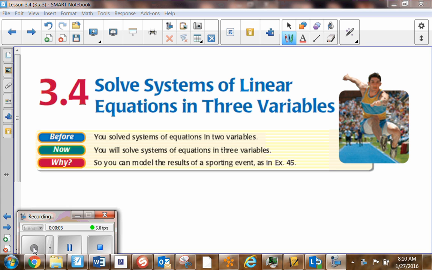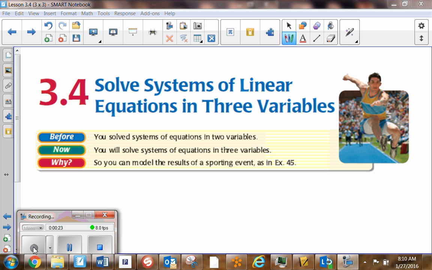So today, well, first let's see what we've been doing. Yesterday, before, you solved systems of equations in two variables. We did that a couple of days ago. So you solved systems where they hit one point, and that point was the answer, the solution. And then we solved systems of inequalities. We had shading to see where they intersect.